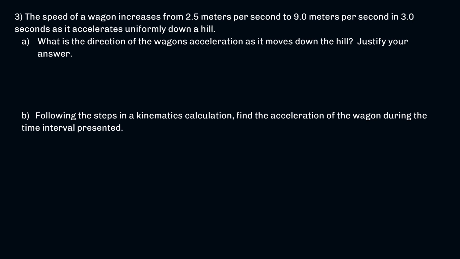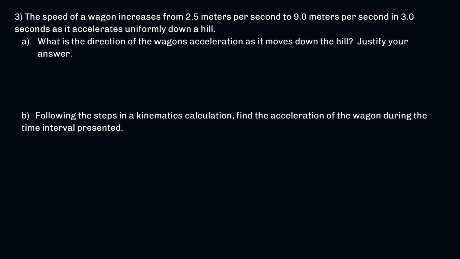All right, so part A. What is the direction of the wagon's acceleration as it moves down the hill, and justify my answer. So again, we're going to start with a fact of physics. As always, that's going to be our evidence. We're going to explain that fact a little bit and then make our claim, which is our answer here. All right, so based on this, it tells me in the prompt the speed of the wagon increases from 2.5 meters per second to 9 meters per second as it accelerates down a hill.